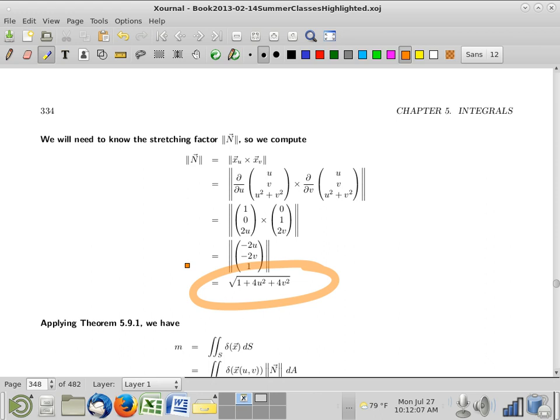There's a certain amount of tedium that goes into this, but this is how that stretching factor is computed. Everybody follow the details here? Any questions? So with that stretching factor computed, it's all over but the plugging in.